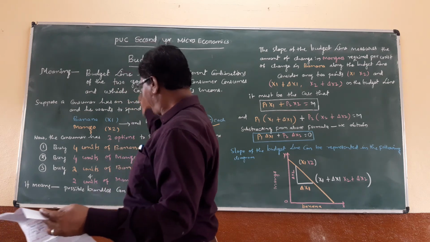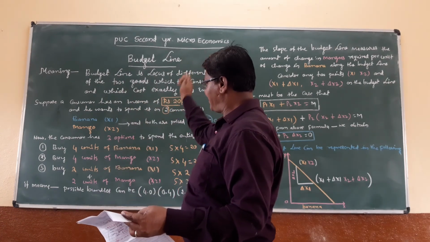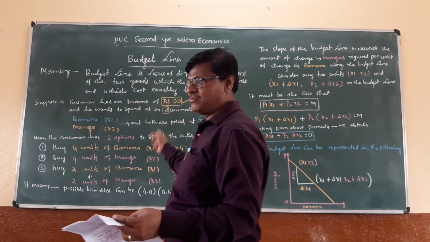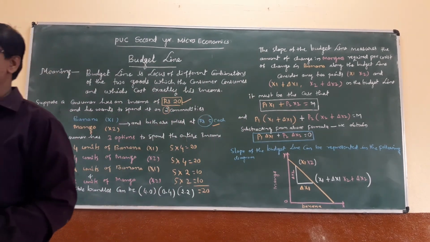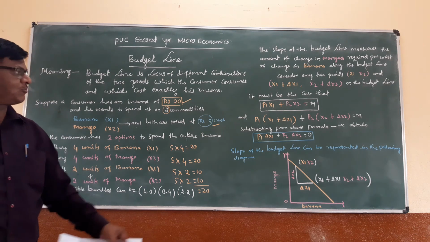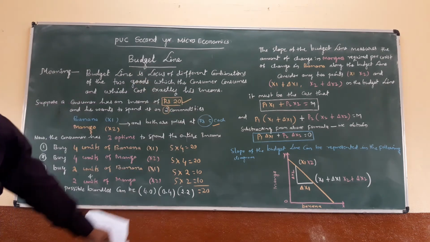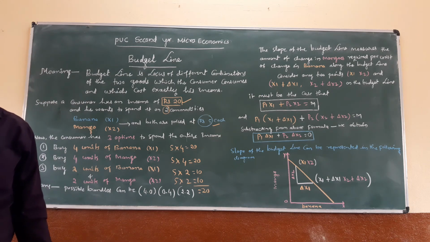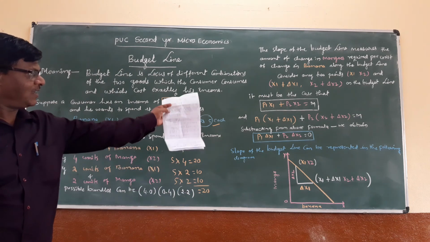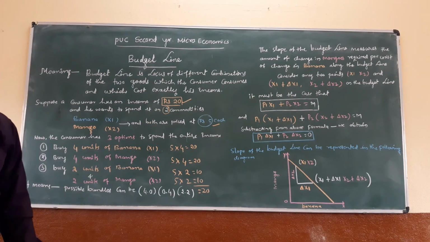Remember and write, for example, how the consumer spends his entire income on the two goods, x1 and x2. You have to write the formula for this and draw the diagram like this. Keep the formula and the algebraic derivation in mind. Thank you.